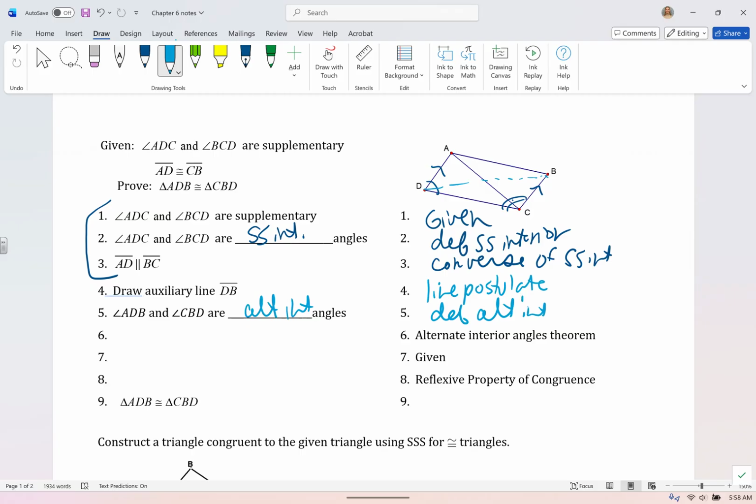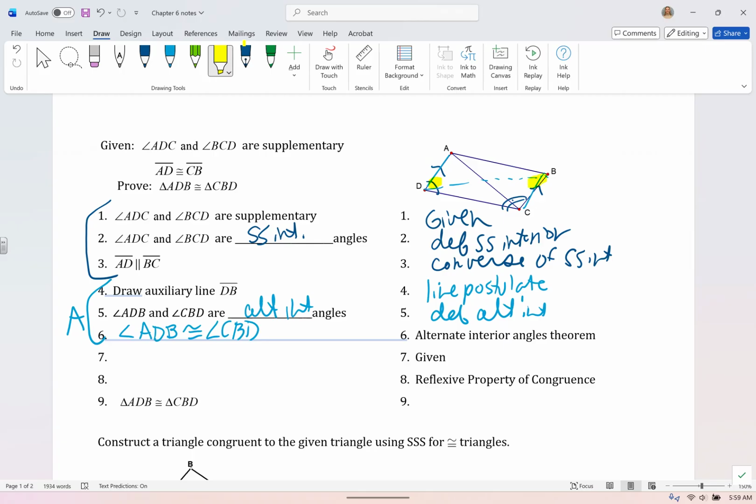And because those lines are parallel, we know that those have to be congruent. So angle ADB has to be congruent to angle CBD by the alternate interior angle theorem. So finally, we have something that's congruent. Let's find it. Where is that little angle? ADB right here is congruent to CBD.